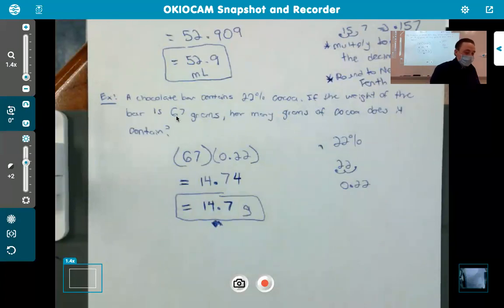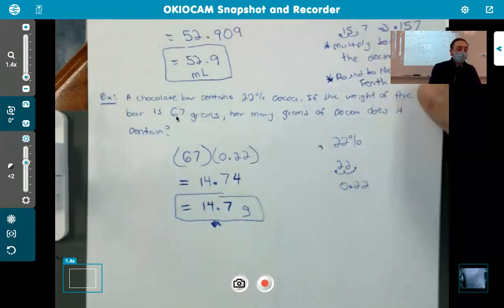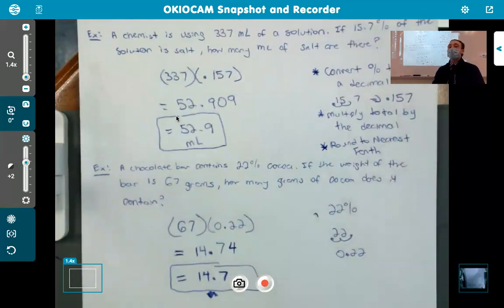All right. So you take the total, you convert your percentage to a decimal, multiply that new decimal and your total, and that's the amount that you have. This is what we do when we're trying to find percents of a total amount.